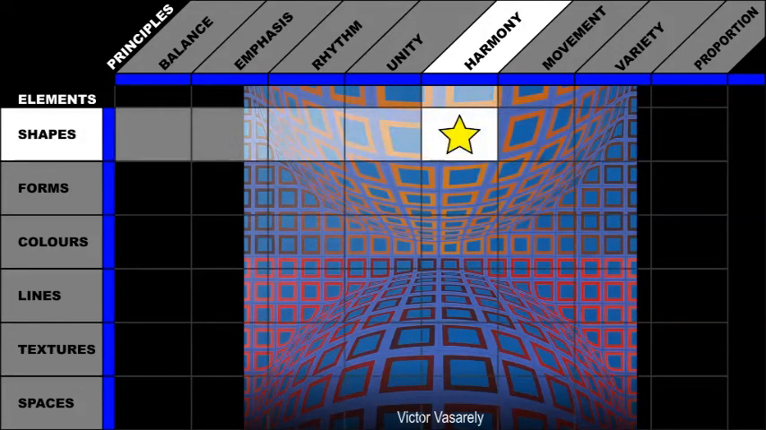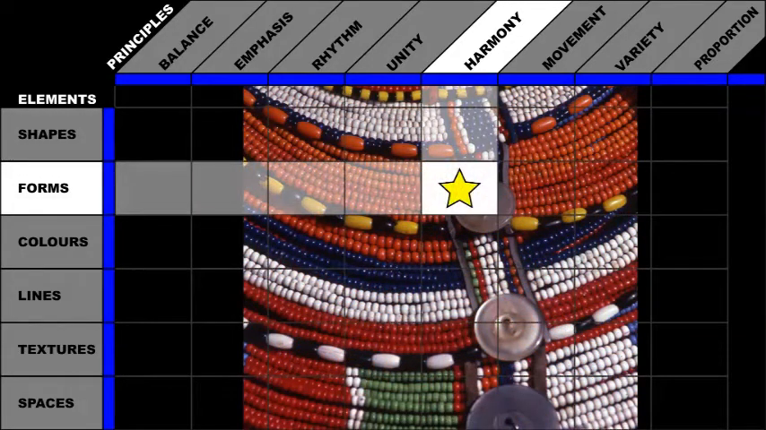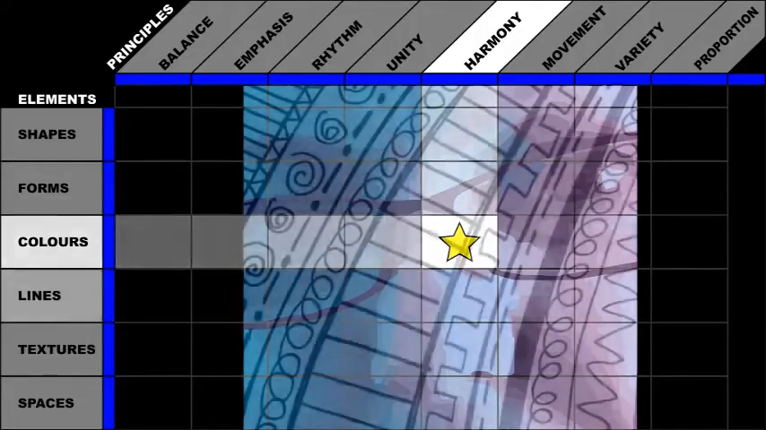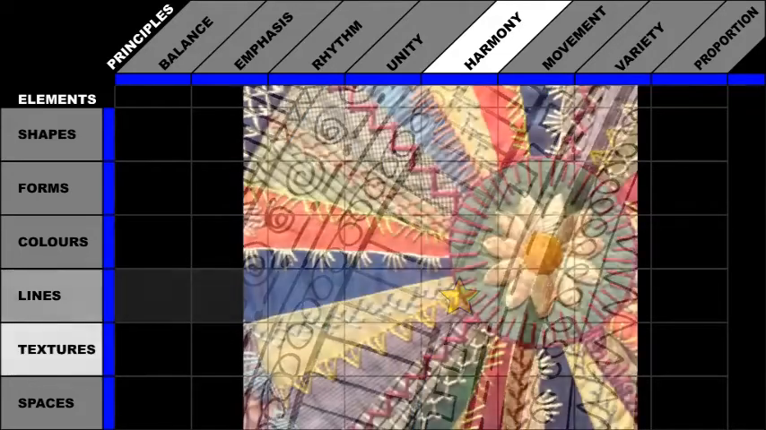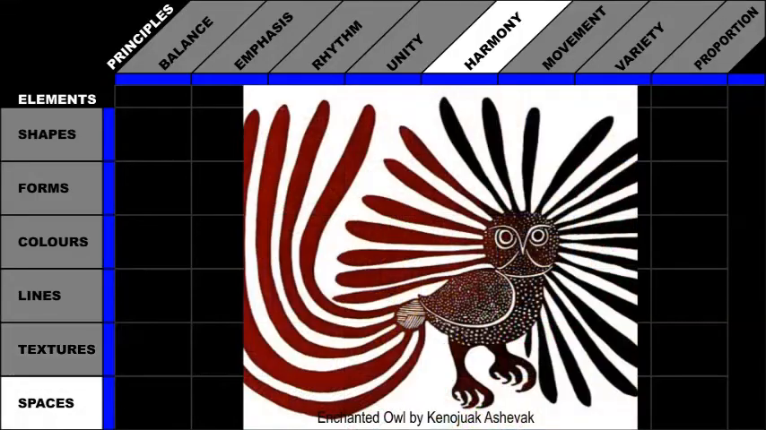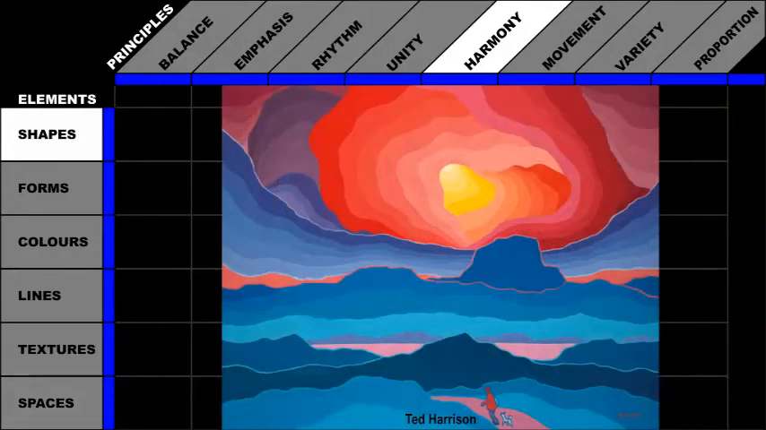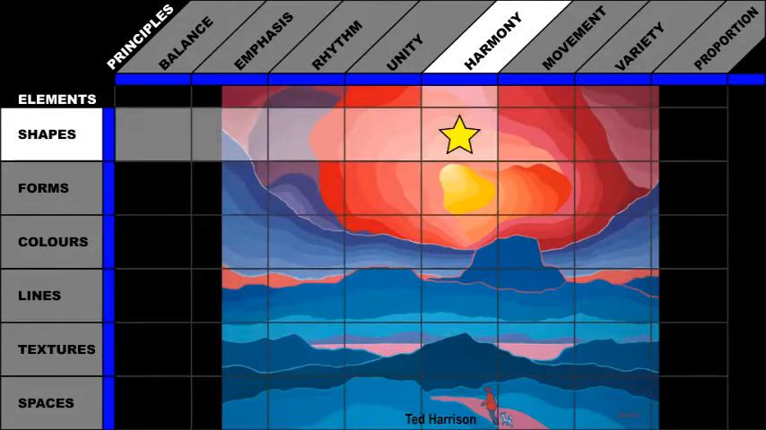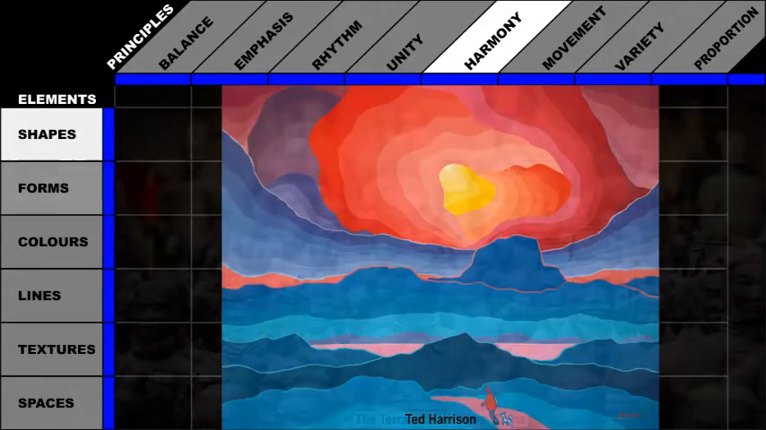We can have harmony with shapes, harmony with forms, harmony with colors, harmony with lines, harmony with textures, and harmony with spaces. Canadian artist Ted Harrison used repeating similar two-dimensional shapes to create a feeling of harmony in his painting.